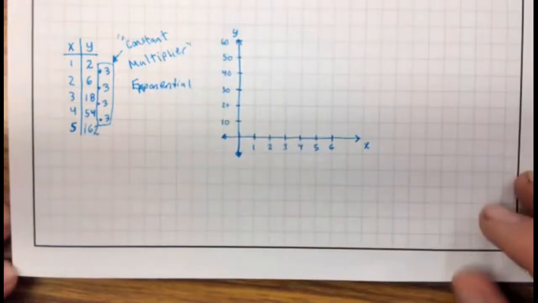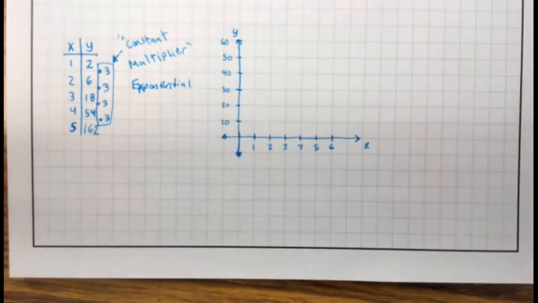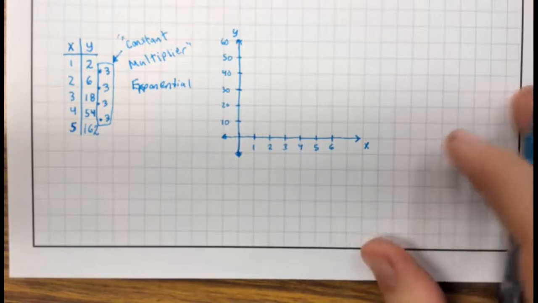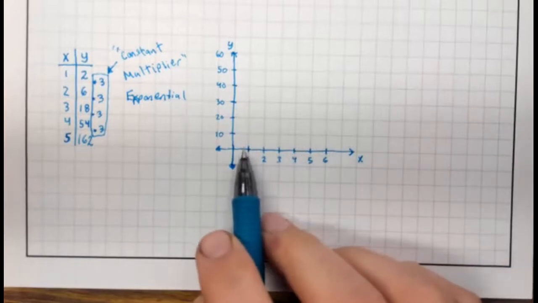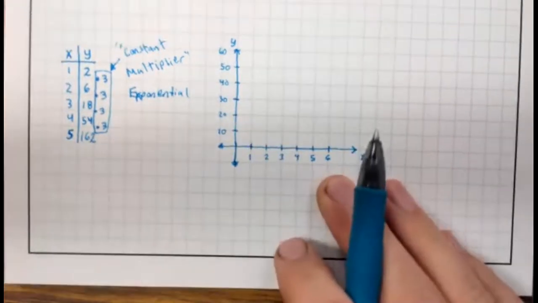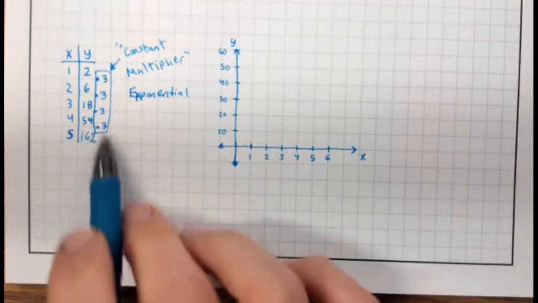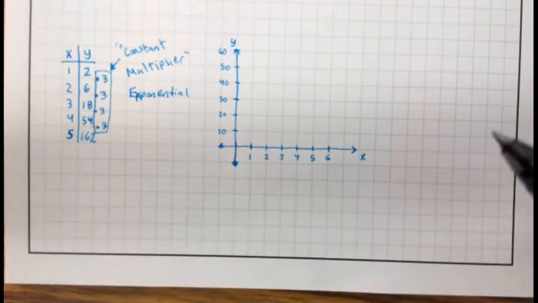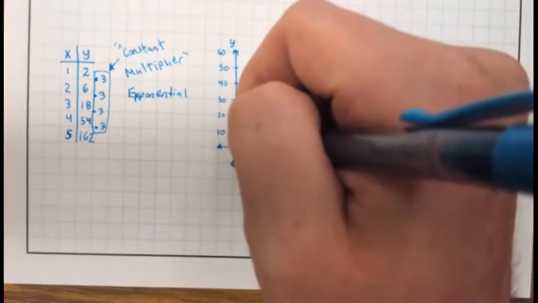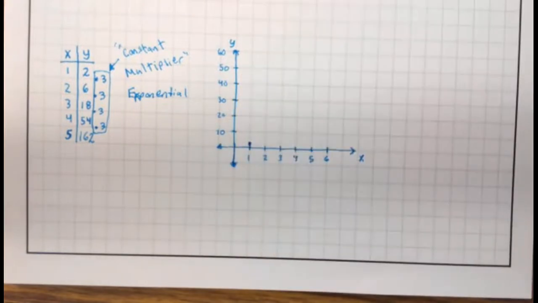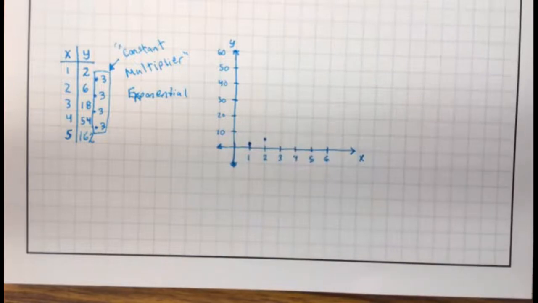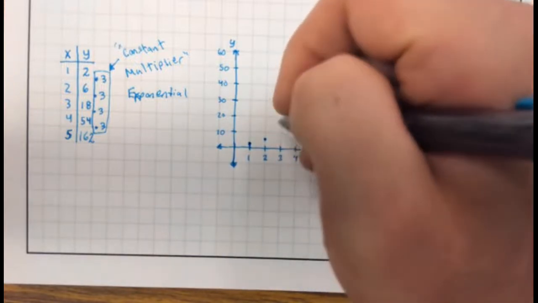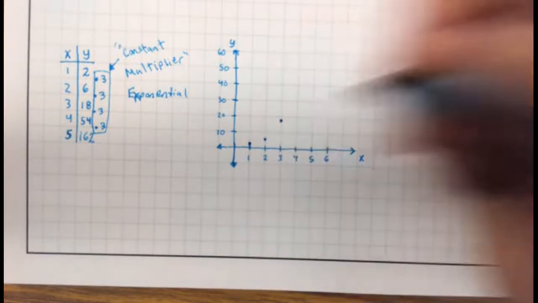Exponential. A constant multiplier means you have an exponential function. So let's graph this one too, so you can get a good idea of what this one looks like. I change the scale to counting by tens because it just increases exponentially. I go over 1 up to somewhere about right here. And then I go from 2 to 6, maybe halfway up. And then I've got 3 to 18. I'm starting to jump up pretty quickly now.